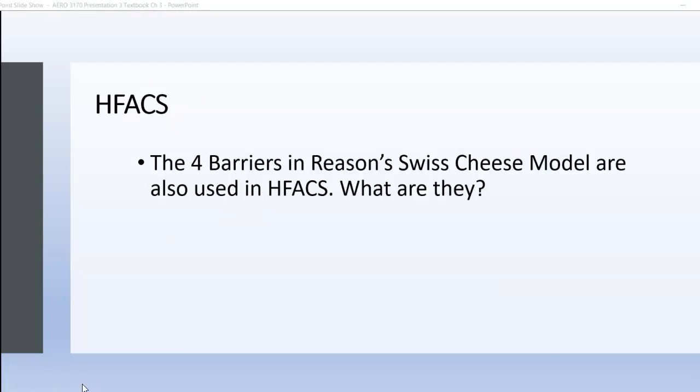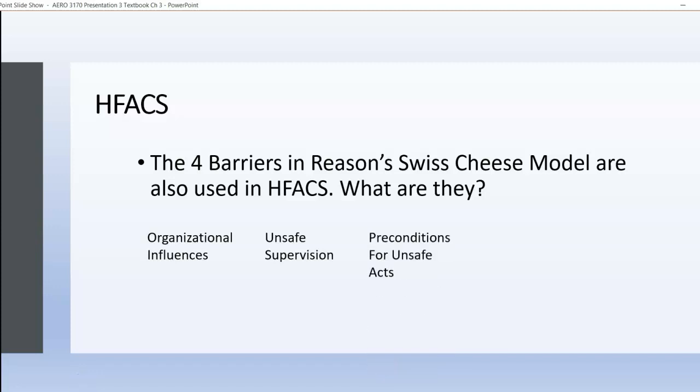HFACS also uses the 4 barriers in Reason's Swiss cheese model. What are those barriers? Remember, the first one is organizational influences. The second one is unsafe supervision. The third one is preconditions for the unsafe acts. And the fourth is the unsafe act itself.